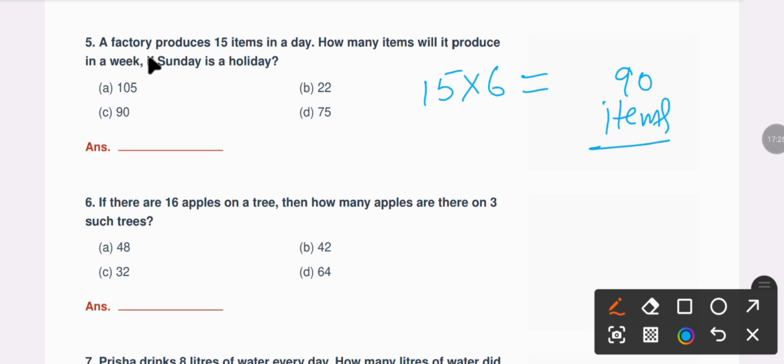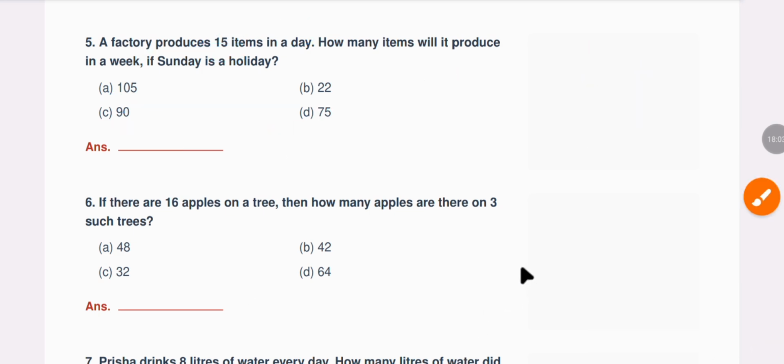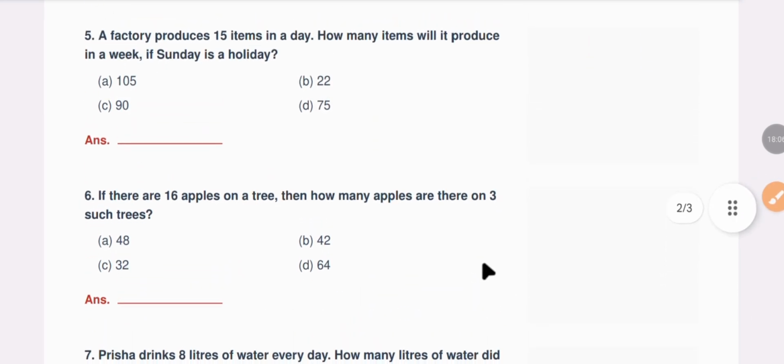Simple. Here the factory produces 15 items in a day. How many items will it produce in a week if Sunday is a holiday? In a week there are 7 days, but Sunday is a holiday, so we have 6 days. So 15 multiplies 6 is equal to 90. So 90 is the correct option, C option is right. Now go through to next question.